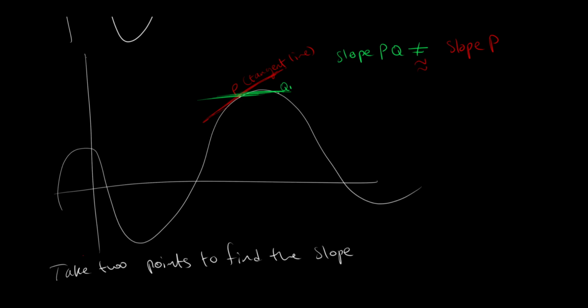So what do we do to make it better? Let me erase this. So what do we do to find the approximate tangent line? So let's take another color. Let's take the color blue here.